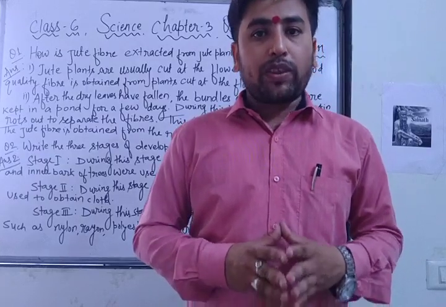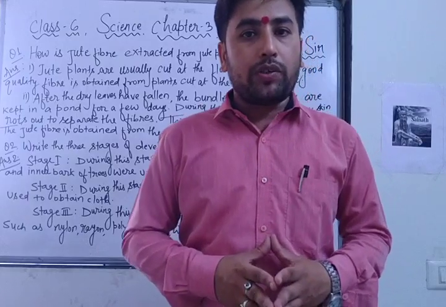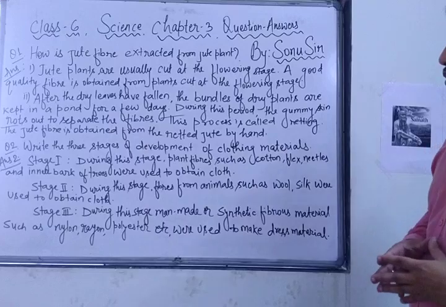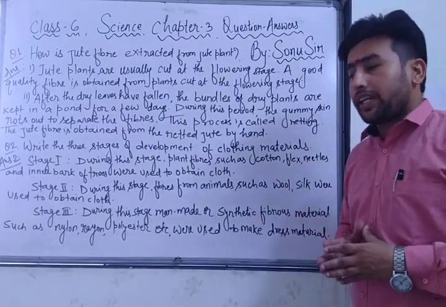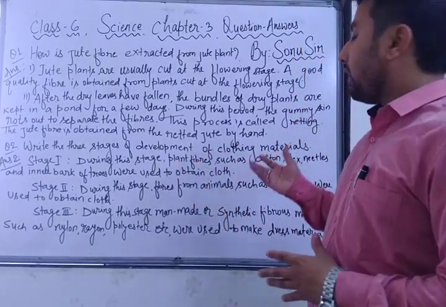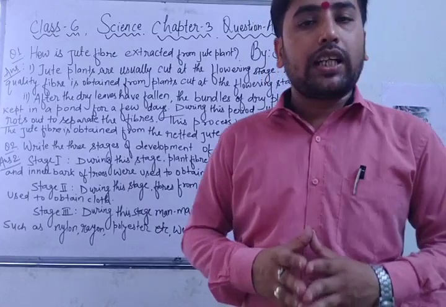So that's why the jute plant, after cutting, is kept in a pond or river, especially to remove its gummy skin, and it should rot. That process is called retting, and the jute fiber obtained from the retted jute is specially separated by hands. This was our question number 1, long.